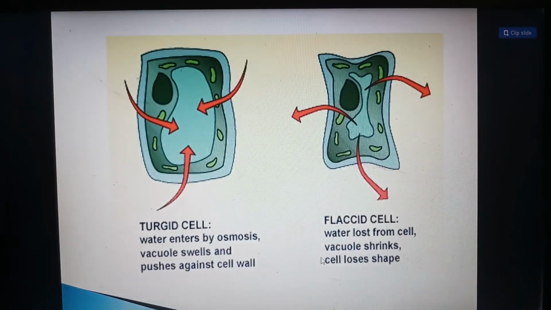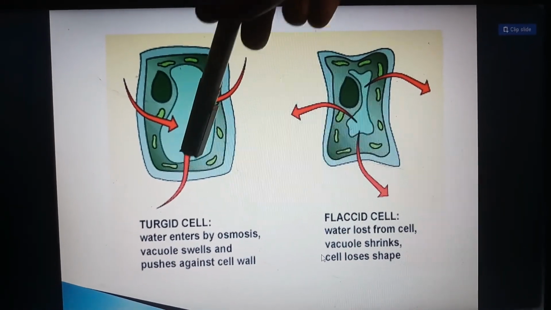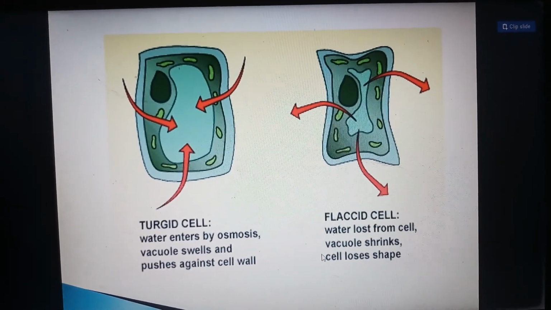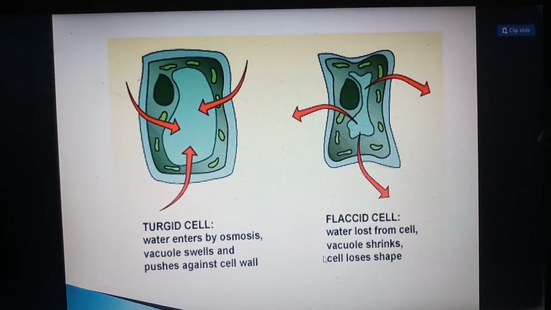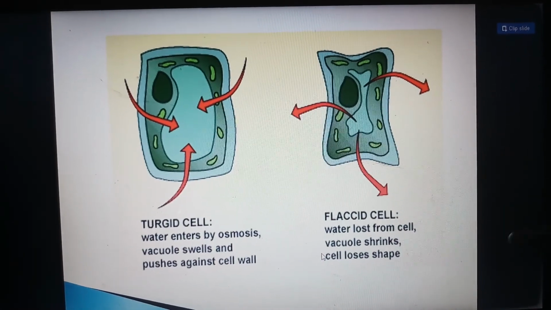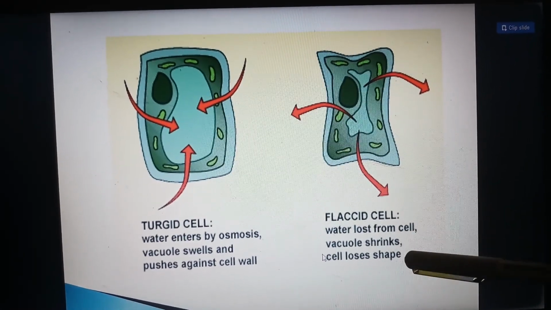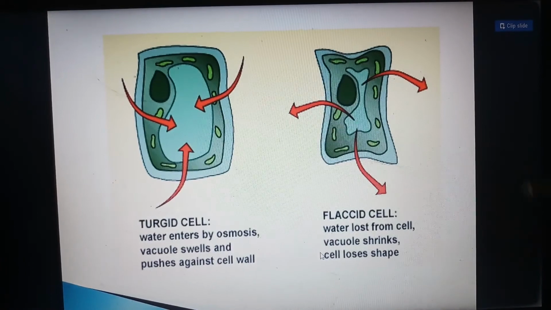Next, this we call a turgid cell. When water enters by osmosis, the vacuole swells and pushes against the wall, which is very rigid in nature. Next, we have the flaccid cell, which is very loosely arranged. The water is lost from the cell, the vacuole shrinks, and the cell loses its shape.